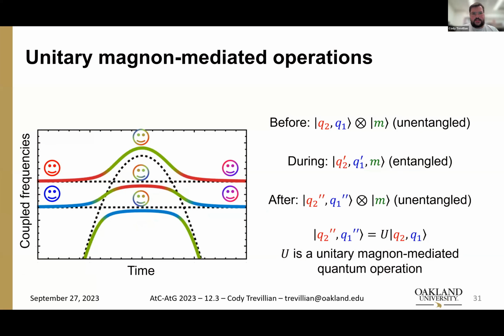Well, we can describe this in the way that I show here, where if before the operation, these systems are unentangled, then we want to make sure that after, the superconducting and magnon systems are unentangled from one another. So during the operation, they can be rather entangled with one another, but as long as after the operation, we ensure that the qubit and magnon systems are unentangled, then we can describe the whole of this operation as a unitary magnon-mediated quantum operation.